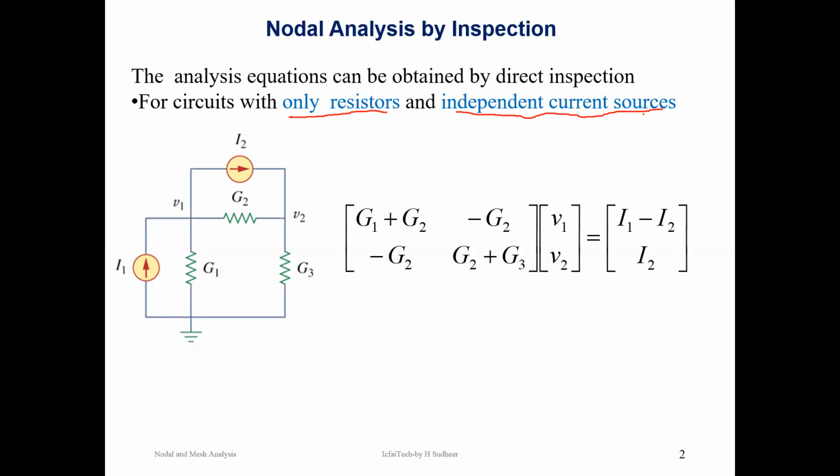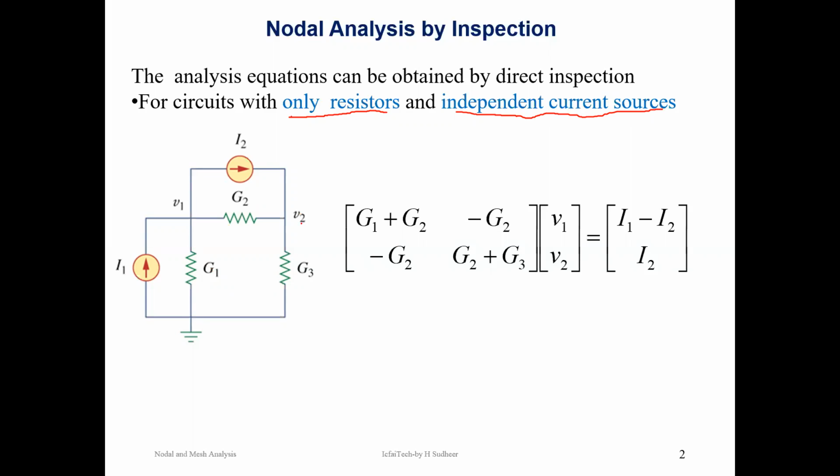First, as soon as a problem is given, cross-check whether the circuit contains any voltage sources or any other branch elements other than resistance. So, if the circuit contains only resistors and current sources, then we can use this nodal analysis method by inspection.